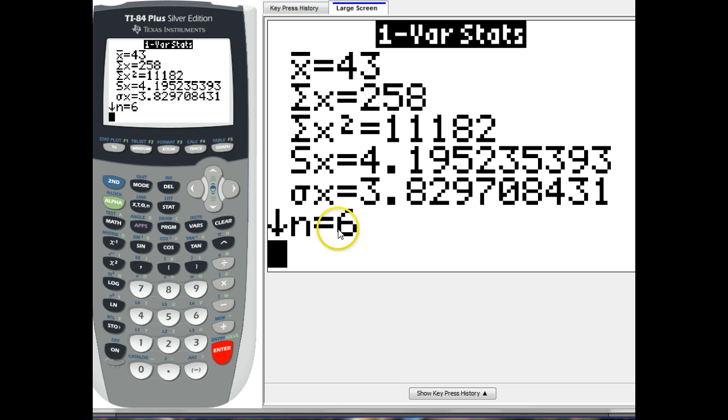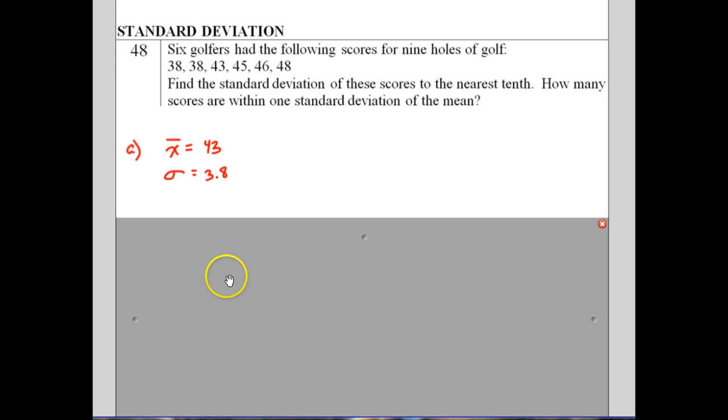Okay, an important number here, n equals 6. Yes, there were 6 data points that I entered. The mean is 43. The standard deviation of the population is 3.8, rounded to the nearest tenth. We'll only use the standard deviation of the sample, Sx, if it explicitly says this is a sample in this course. So we've got the first part of the question answered. Find the standard deviation to the nearest tenth.